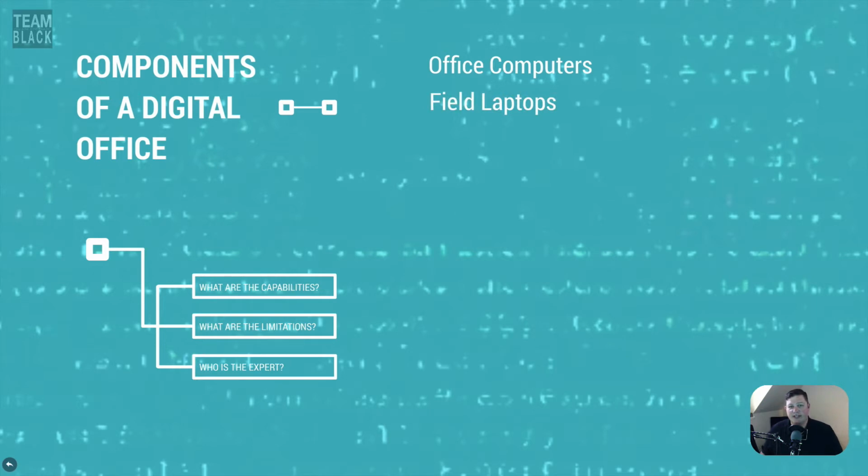Field laptops are the same thing, but often the person in the office that is responsible for the computers is not in the field.